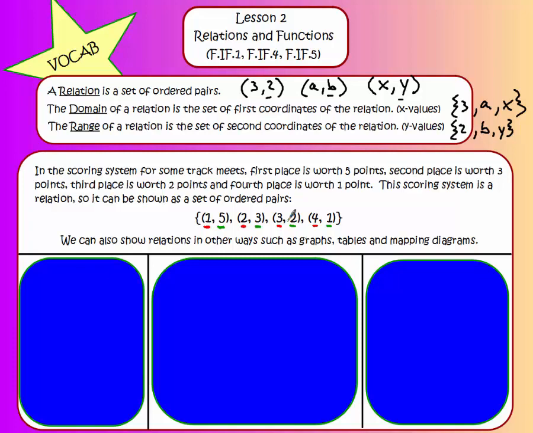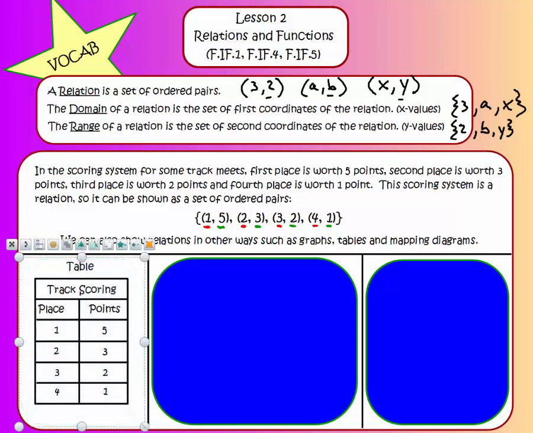But this isn't the only way that we can show a relation. There's lots of ways we can show them. We can use graphs, tables, and mapping diagrams also. So let's take a look at how we can do that. First, we can look at a table. Well, let's create this table.